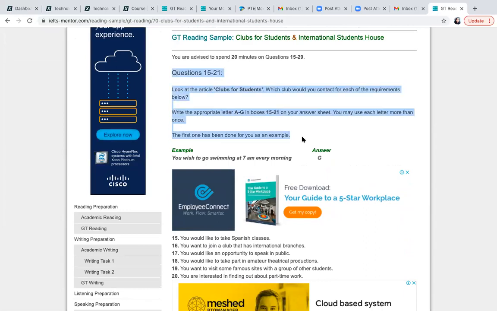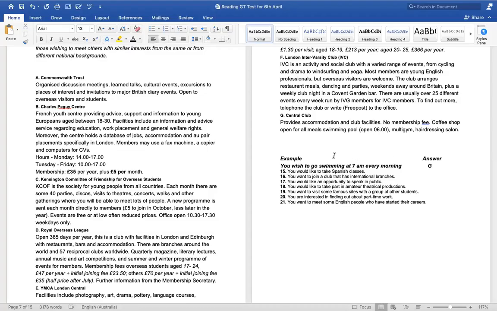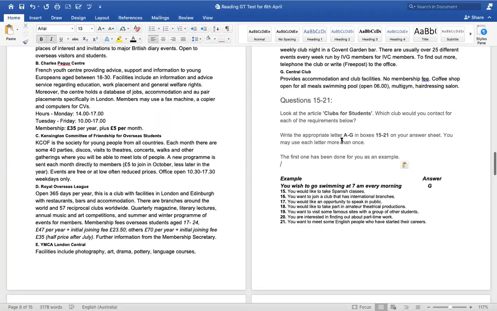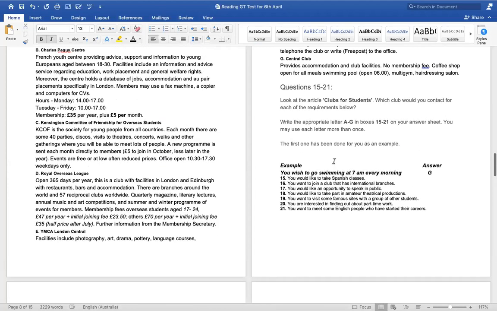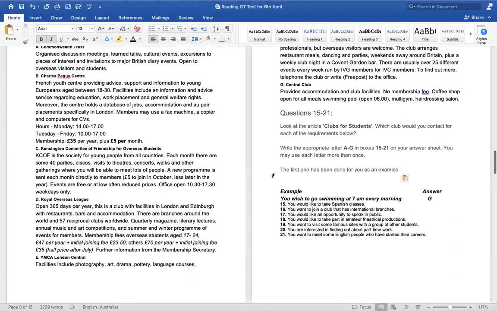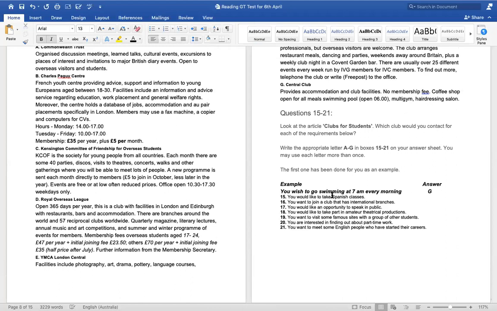Questions 15 to 21. We have to write the appropriate letter A to G in the boxes in our answer sheet. So our answer has to be in the form of alphabets A to G in our answer sheet. We can use the letters A to G more than once. So there will be more than one time we can use the same answer.